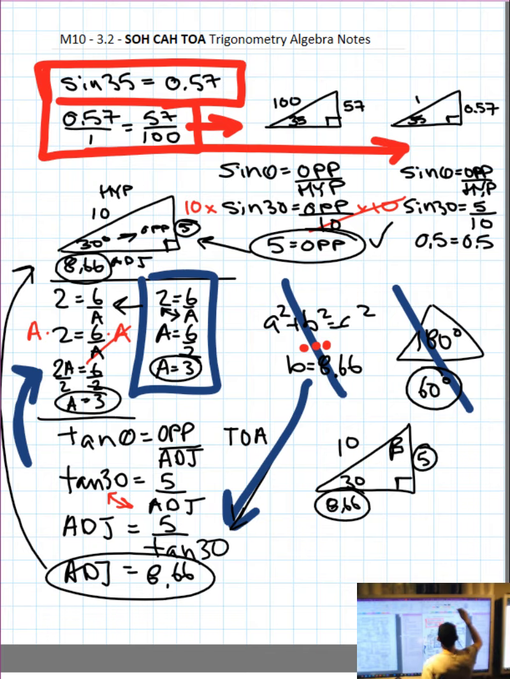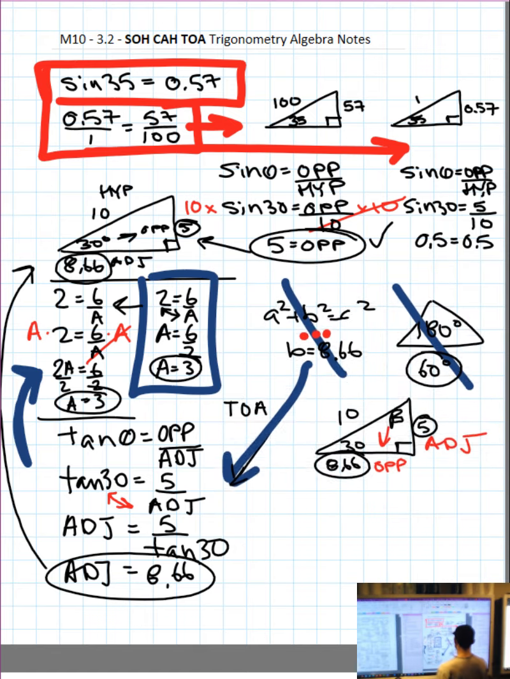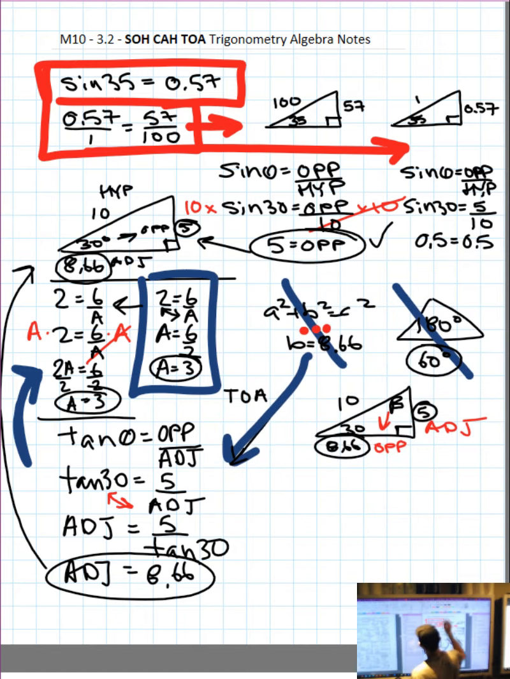Well, now the opposite and the adjacent switch. The opposite and the adjacent switch. So I'm going to shrink that up a little bit. So now, oh, again, look at that.